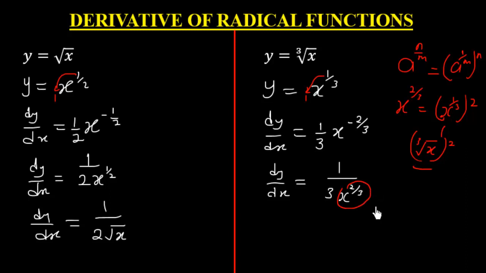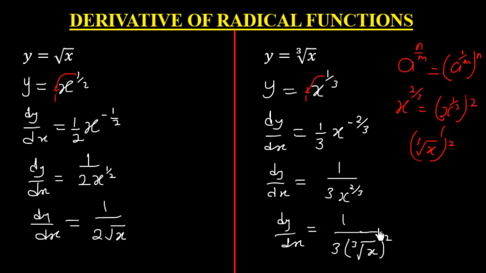So let's write it here. dy/dx is equal to 1 over 3 in brackets, cube root of x, all squared. So this is the derivative of y equals cube root of x.